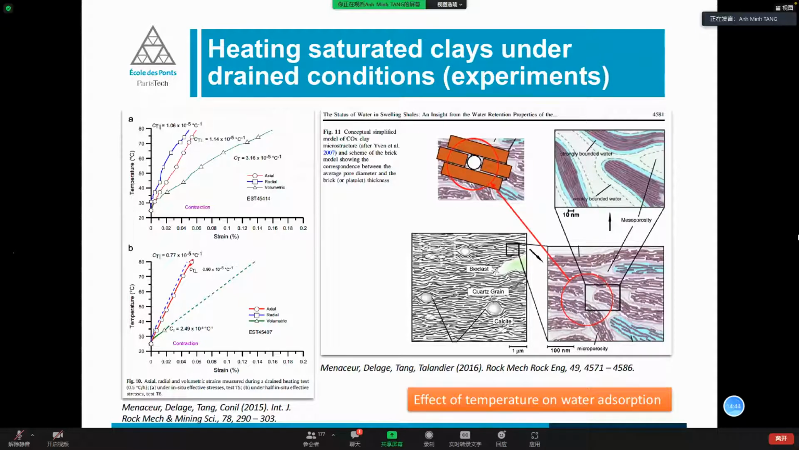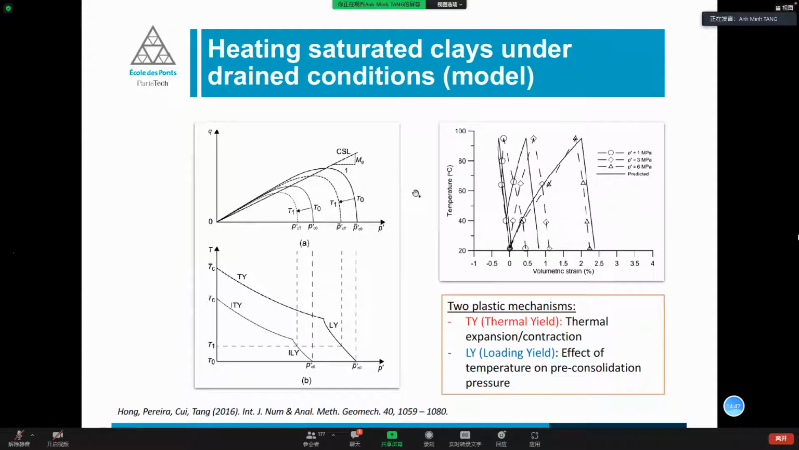Within this main idea, there are some models. We developed a model that suggests the mechanism that, in the space of deviatoric stress and mean stress here, we add another dimension with temperature, and the yield stress decreases when the temperature increases. So there are two mechanisms. We call one thermal yield, because when you heat the soil you can induce plastic strain, and also when you load the soil, increasing the mechanical load, you can also induce plastic strain. So there are two mechanisms in this model.